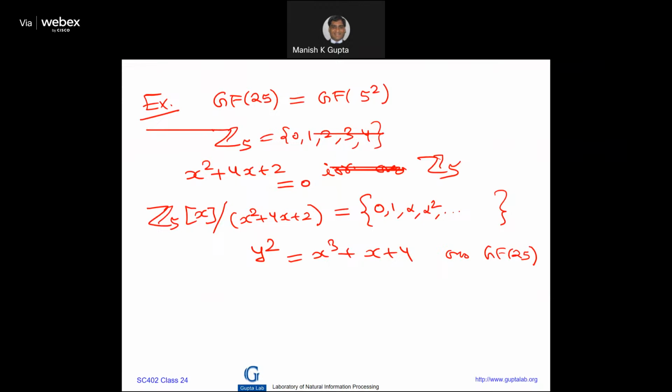So that formula for addition of two points is a bit far away. First of all, you need to construct this field before you can do anything, right? Field calculation is okay with you, right? So we will have alpha square equal to minus 4 alpha minus 2, right? All those calculations, modulo 5.